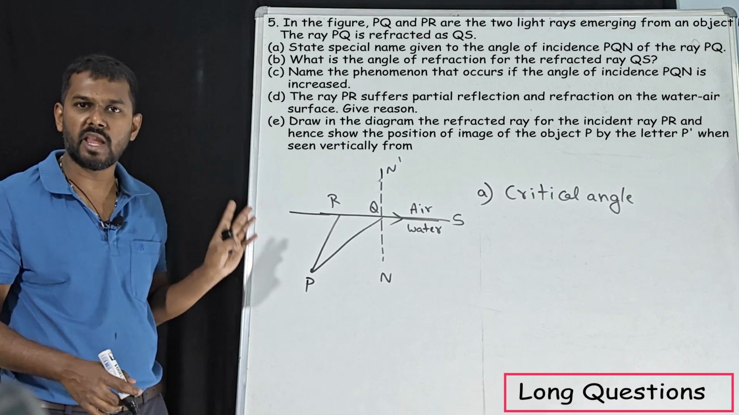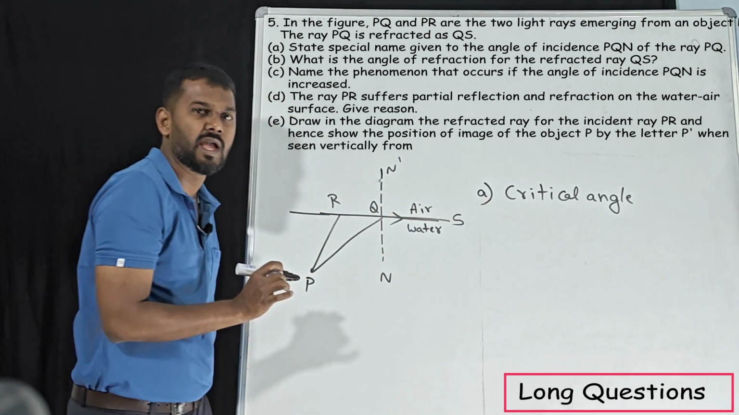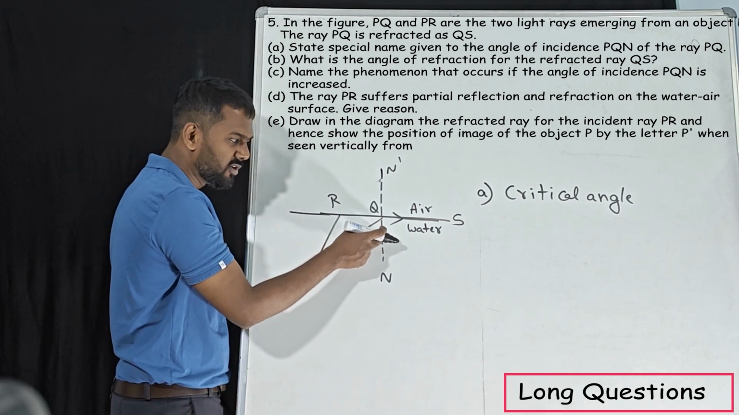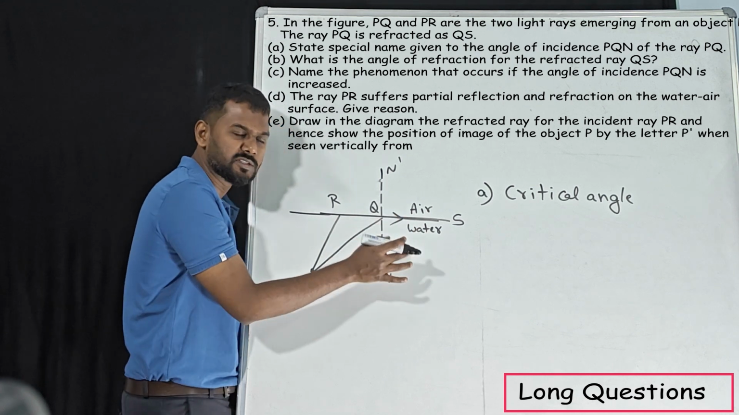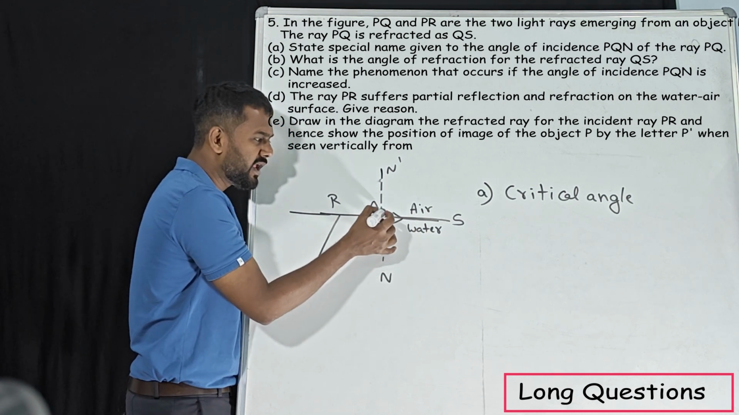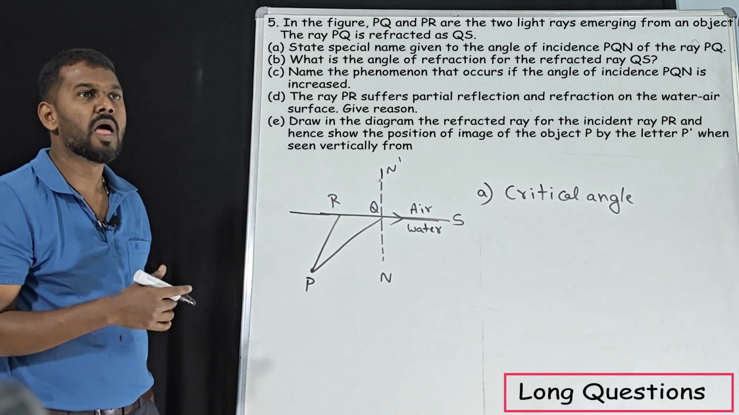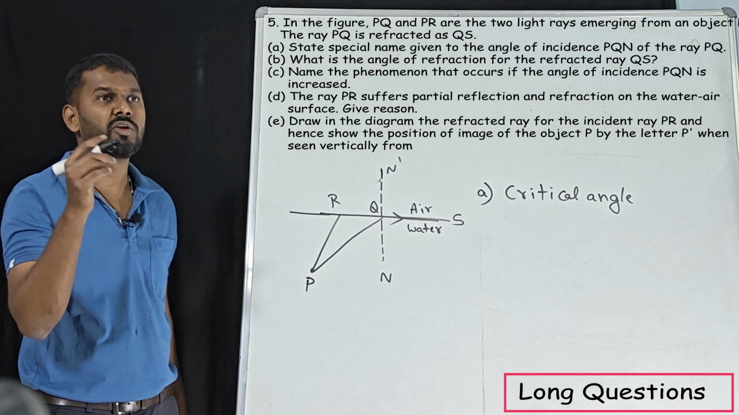This is water and this is air medium. Based on this I have written critical angle, because if the angle of incidence is equal to the critical angle, then only the refracted ray will be 90 degrees. It is clearly mentioned in the diagram that the refracted ray is on the surface, so it is nothing but the critical angle. Second, what is the angle of refraction for the refracted ray QS?